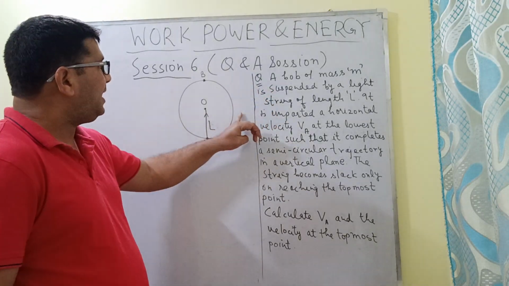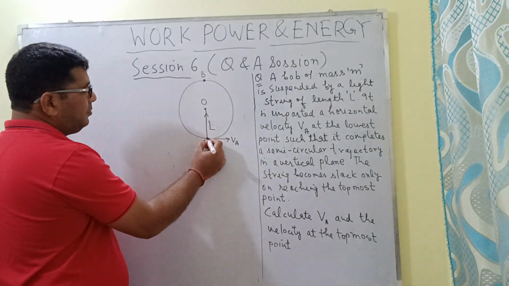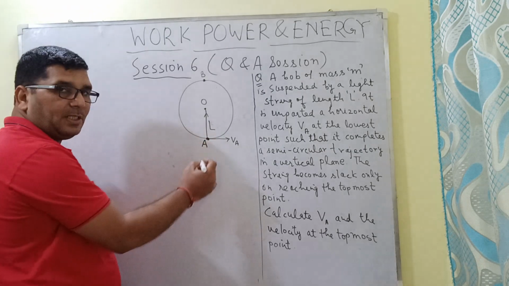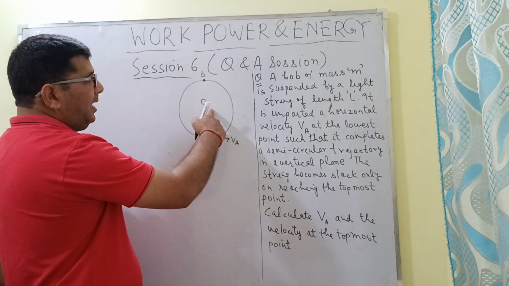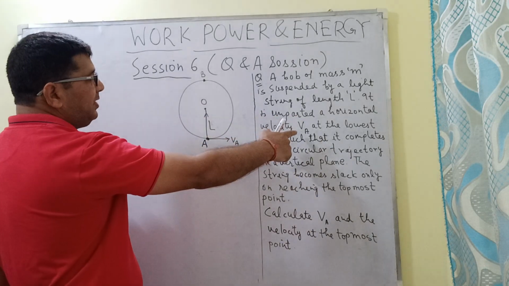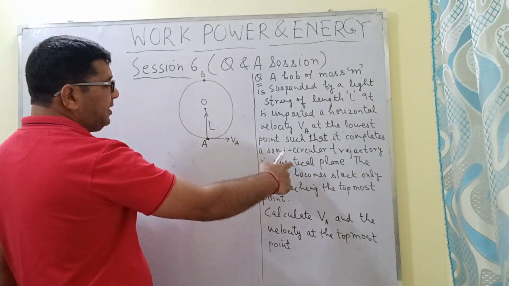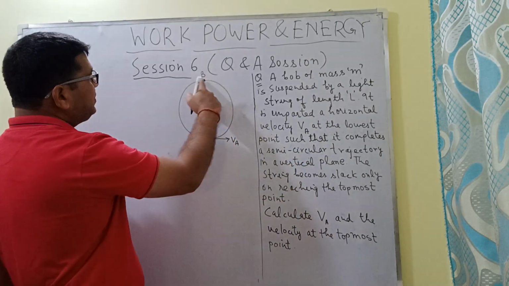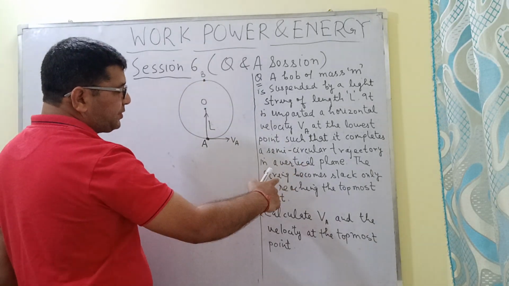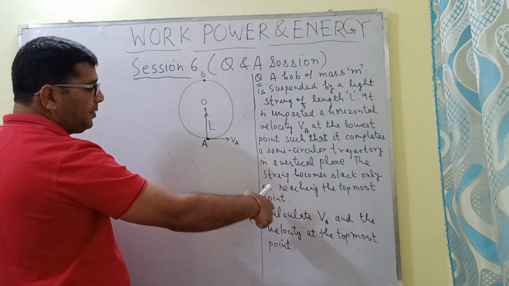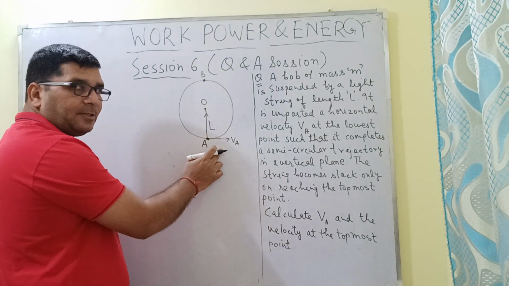m is suspended by a light string of length L. So this is the bob, having a mass m. It is suspended by a light string and it is imparted a horizontal velocity vA at the lowest point A, such that it completes a semicircular trajectory in a vertical plane. That is, it reaches this point B, and the string becomes slack when it reaches the topmost position. That is, at this point B, the string becomes slack.